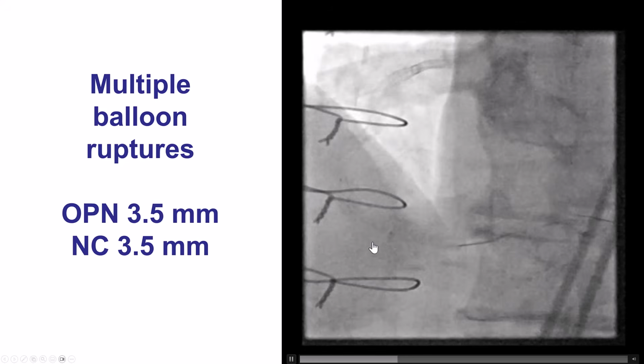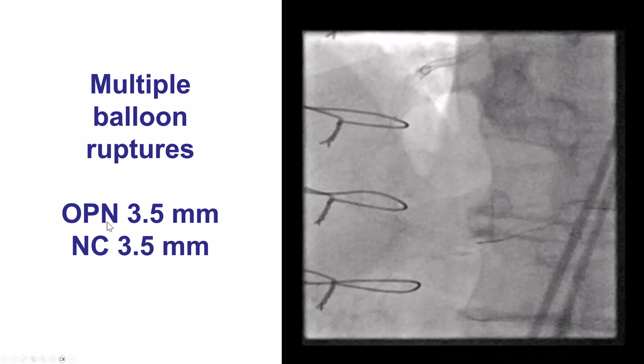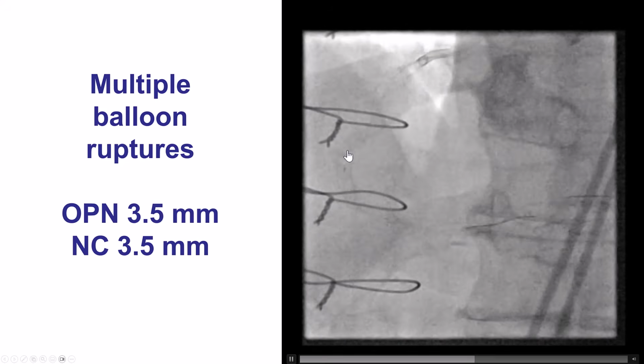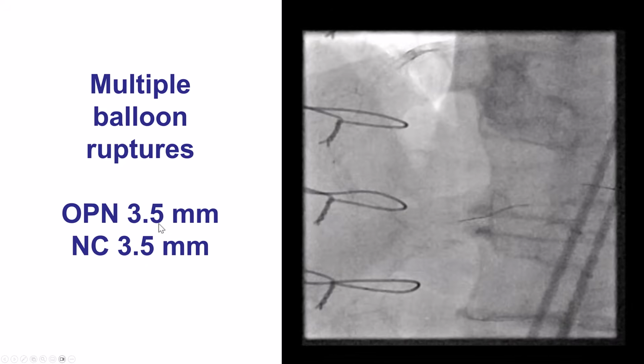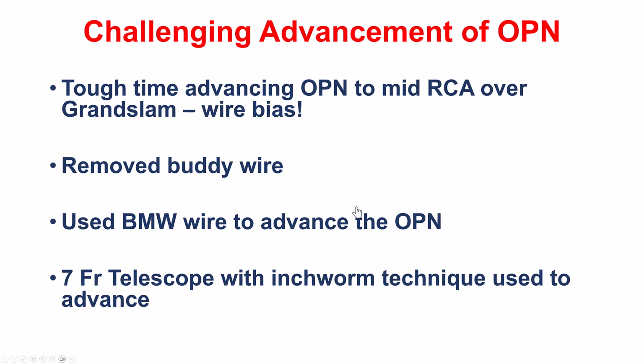So we tried again with various balloons. We had multiple balloons rupture in the mid-right coronary artery. We tried a non-compliant, another OPN 3.5, but had the same issue.